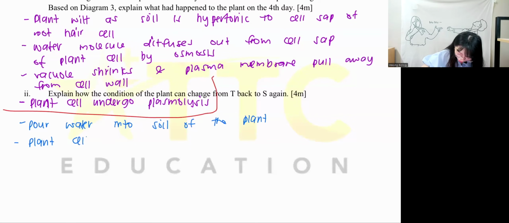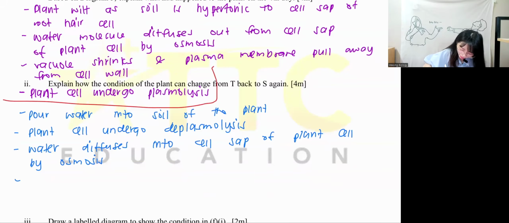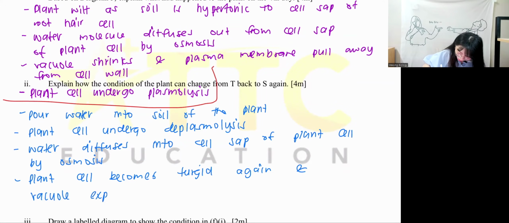The plant cell undergo deplasmolysis. Water diffuses into cell sap of plant cell by osmosis. The plant cell becomes turgid again and vacuole expand.